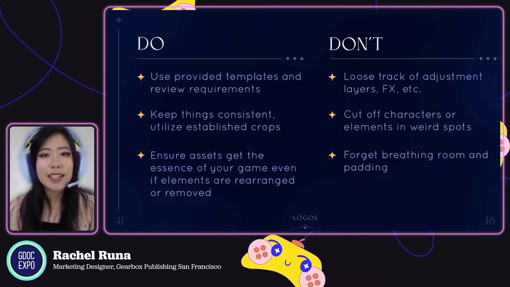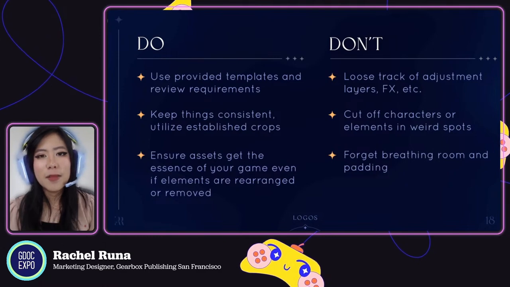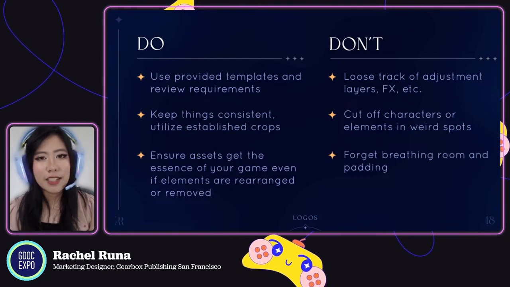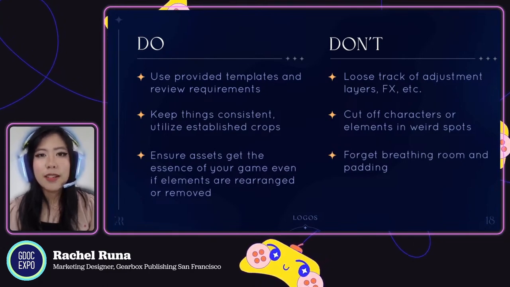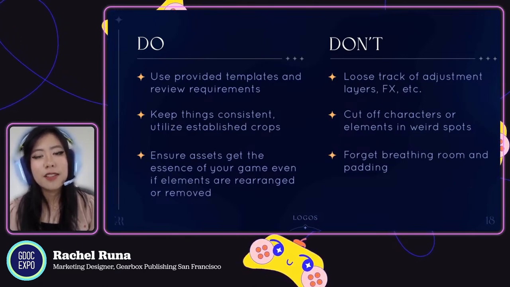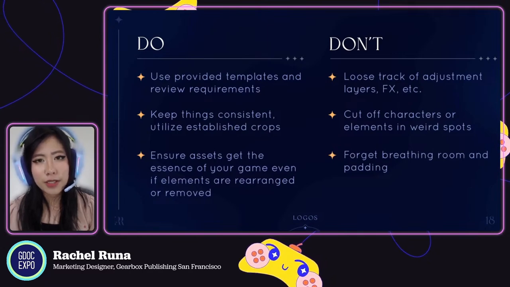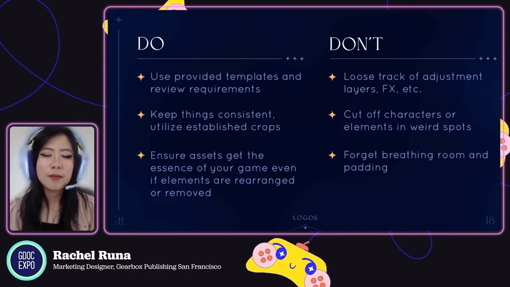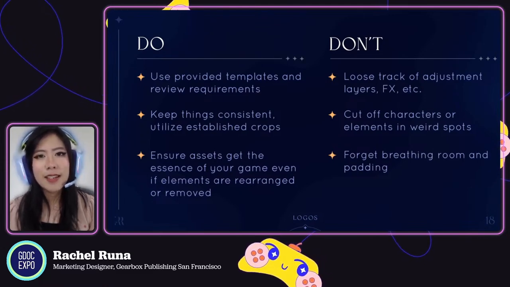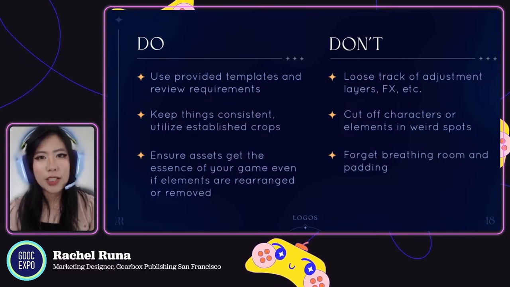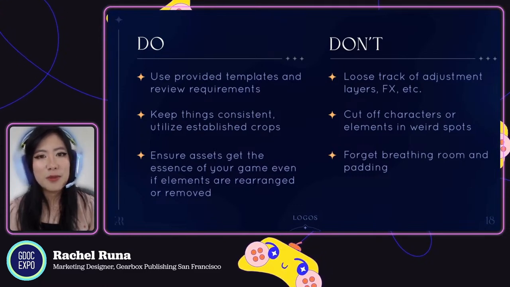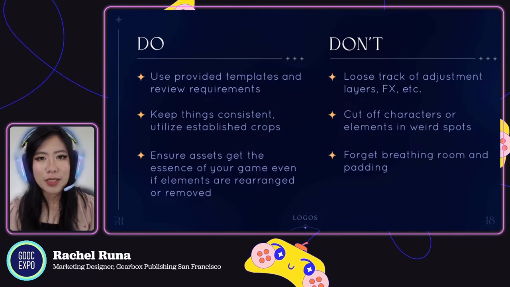Ensure that your assets get the essence of your game, even if elements are removed or rearranged. Maybe you'll take out a secondary character or an object in the background, but you can ask yourself, does your asset still convey what you want it to? As for some don'ts, don't lose track of adjustment layers and effects. Drop shadows, Gaussian blurs, these smart filters can get really weird if you resize them, so it's good to keep an eye on them.